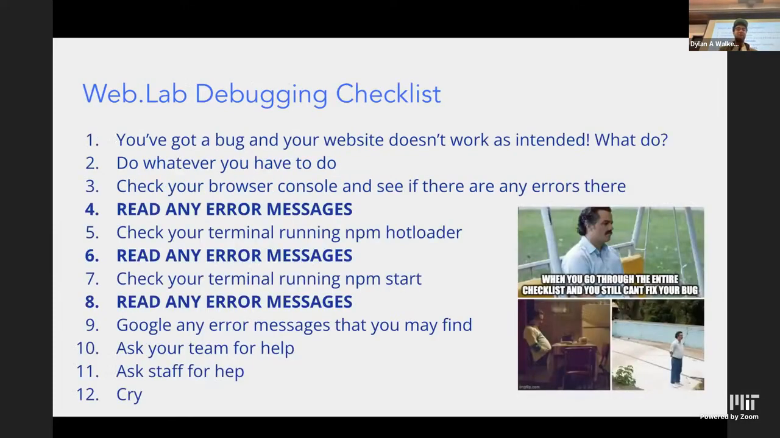I also want to include the Web.Lab debugging checklist. You can look through this, and this is really what you should follow. So feel free to come back to these slides whenever you need help debugging or forgot. Basically, it just comes down to going through whatever is most likely to cause the bug to the least likely, and then Google any error messages if you find them, then ask your team for help or ask staff for help.